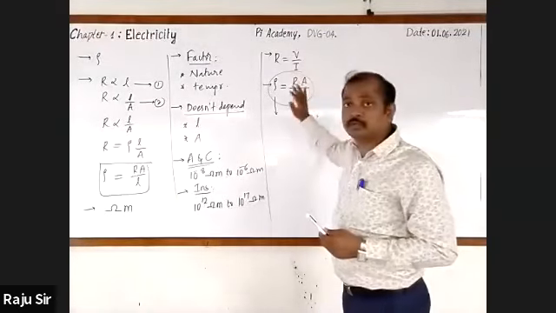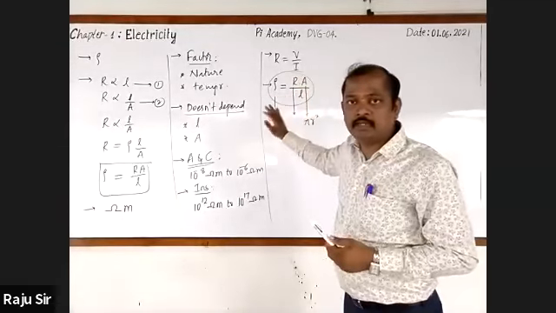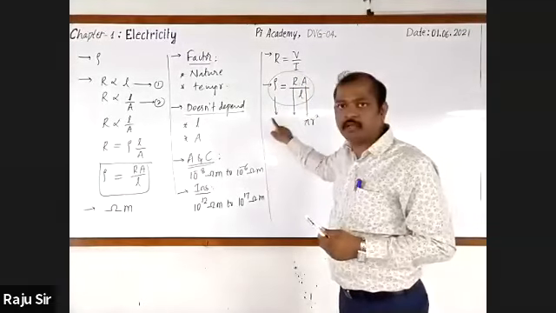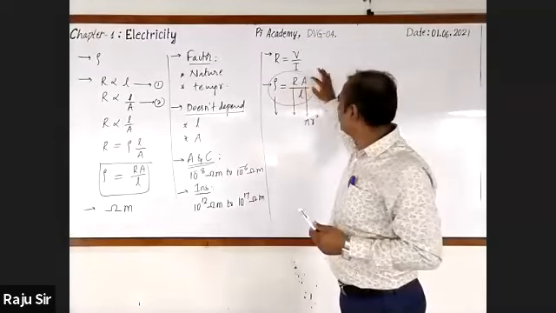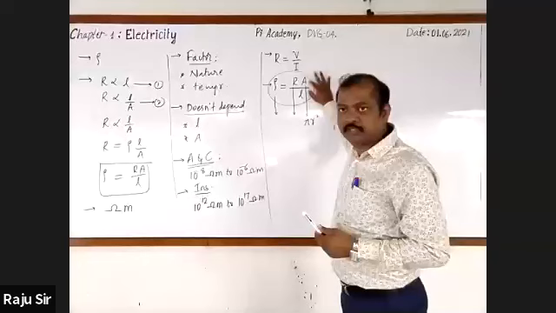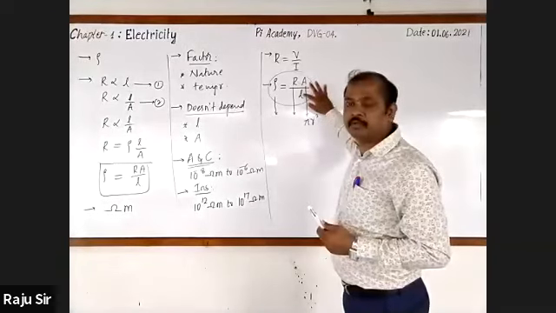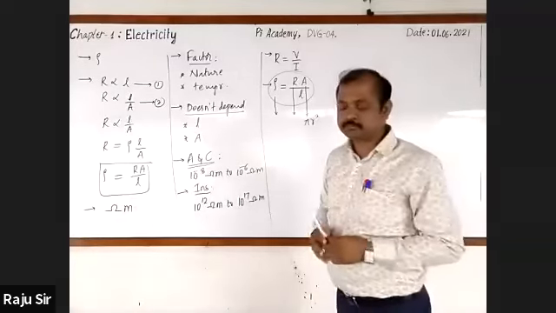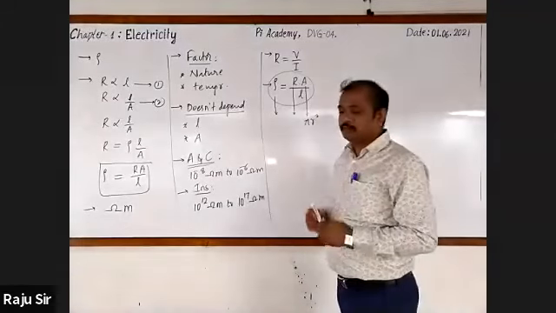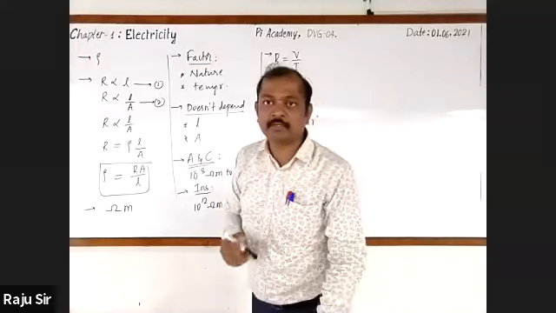Please do remember their SI units as well. Resistivity is ohm meter, resistance is ohm, area is meter square, and length should be expressed in meter. Now let me take one simple example.